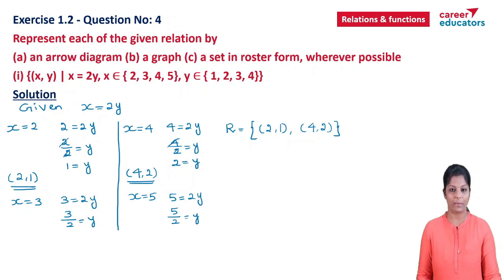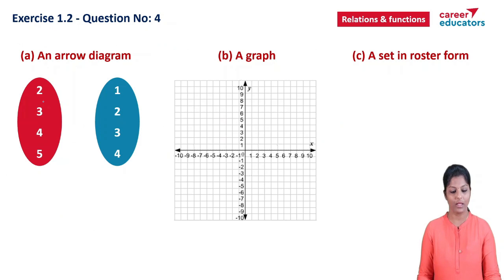Next, we are going to represent this relation by arrow diagram. Write all the elements of x here. Write all the elements of y here. We have to relate 2 to 1 and 4 to 2. We have represented this relation by arrow diagram.